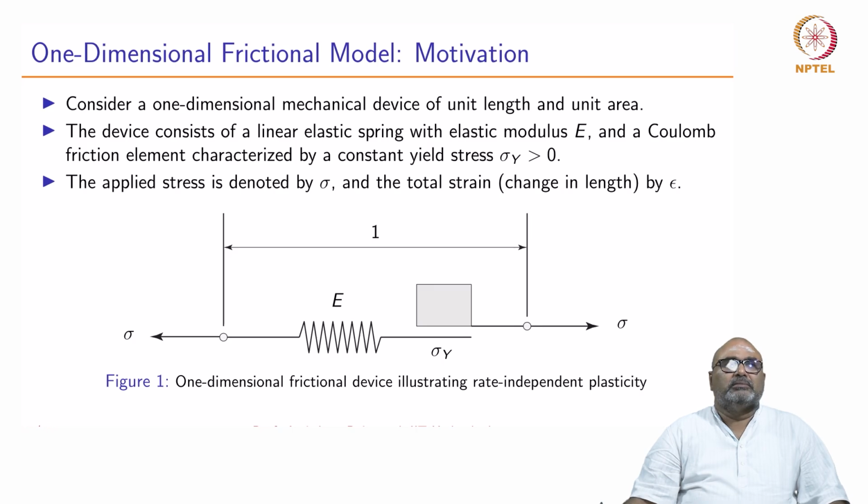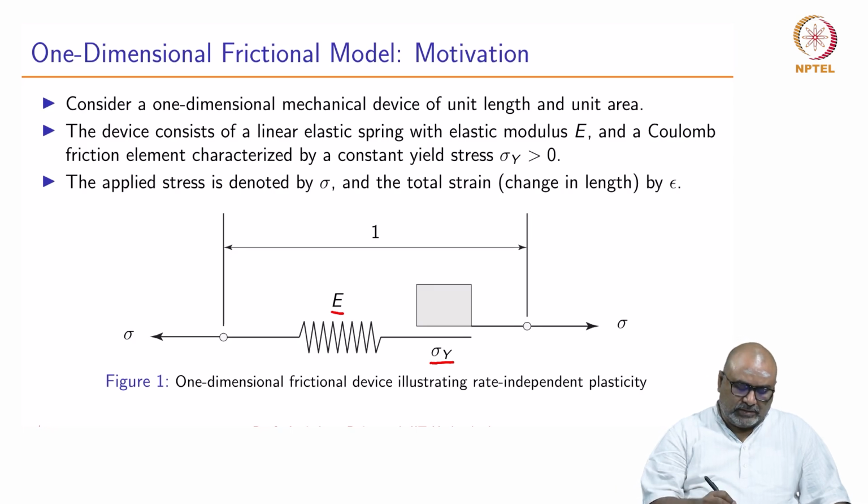So, let us consider a one-dimensional mechanical device whose length is equal to 1. A rate-independent elastic plastic model can be represented by a spring and a Coulomb friction device. This is the elastic spring, which is characterized by modulus of elasticity E, and a Coulomb friction element, which is characterized by a constant value of yield stress sigma y, which is greater than or equal to 0.